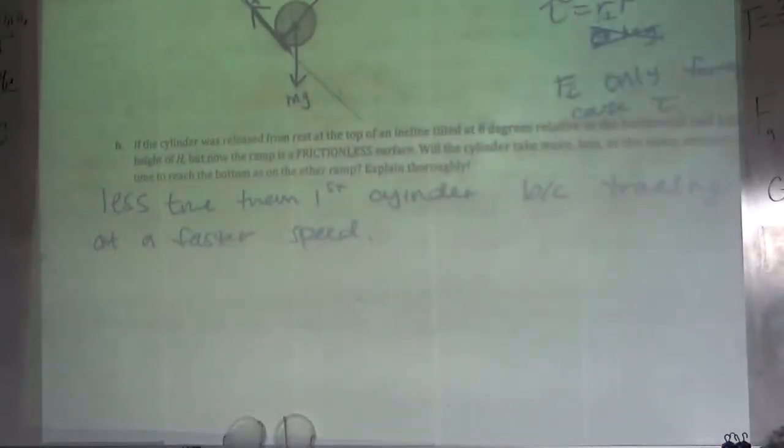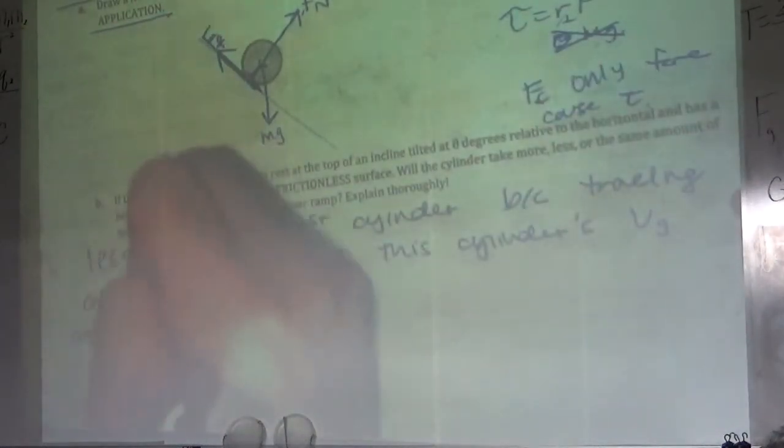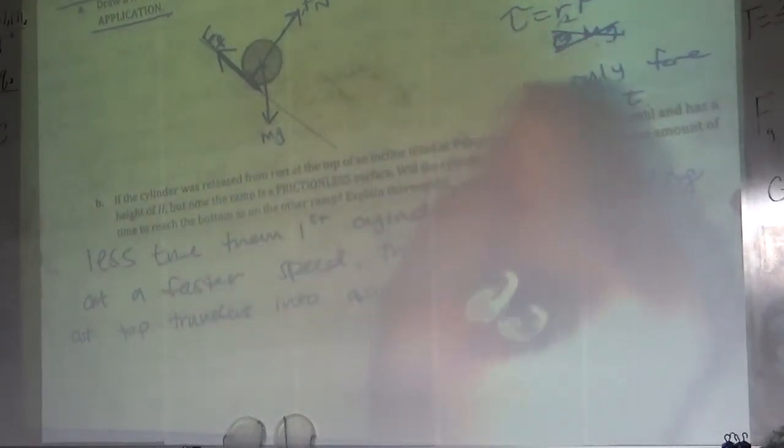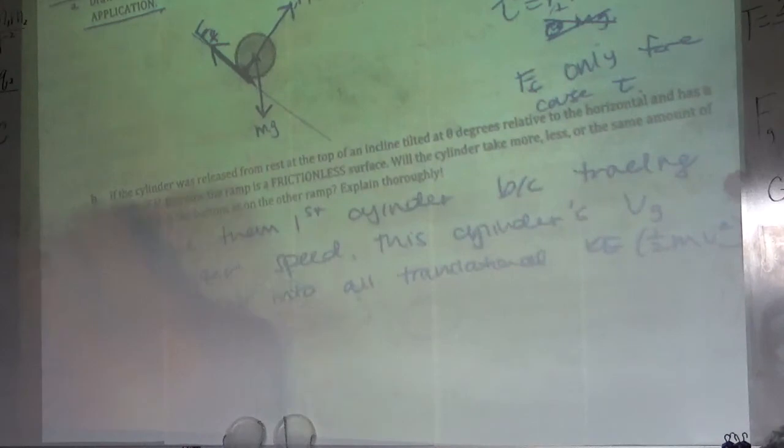Then I need to explain how we know it's traveling at a faster speed, because I said explain thoroughly, so I want you to get into the details here. We know this is traveling at a faster speed because it's giving all of its potential energy into just translational kinetic energy, whereas this one goes into both. This cylinder's potential energy at the top transfers into all translational kinetic energy, 1/2 mv squared, and no rotational kinetic energy.